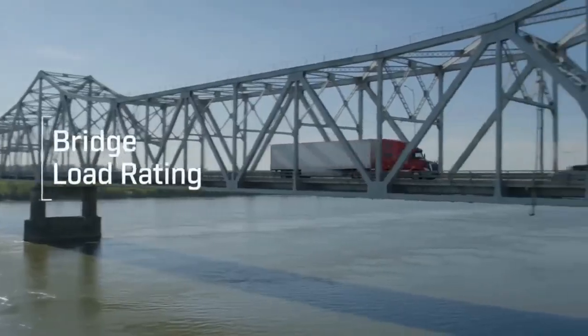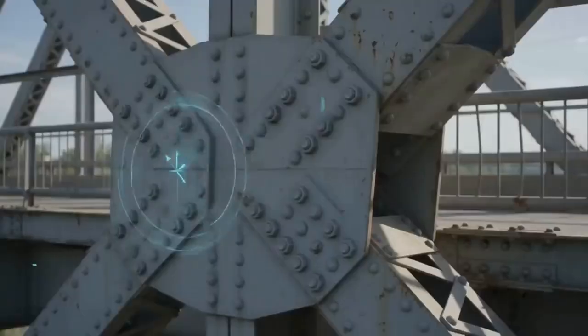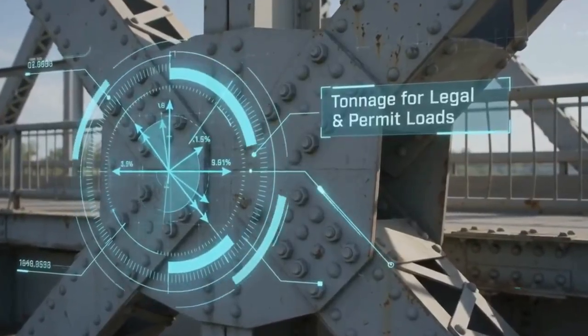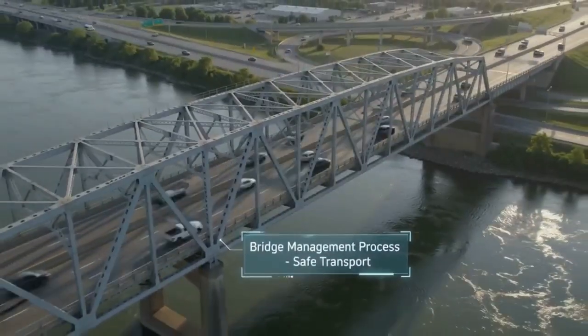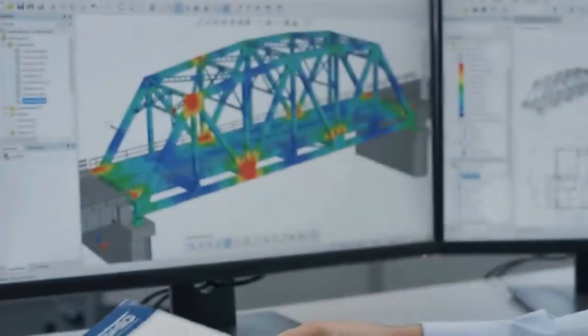Bridge load rating measures a bridge's ability to carry live loads, also referred to as tonnage. This assessment assists the bridge management process, ensuring public safety and determining if the structure needs to be posted. Bridge load rating can also help determine what rehabilitation of the structure may be necessary to increase the rating.